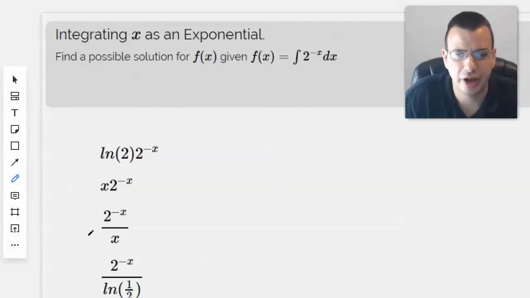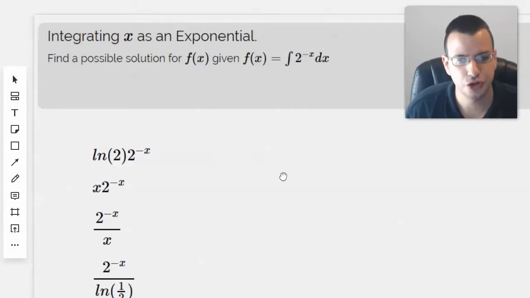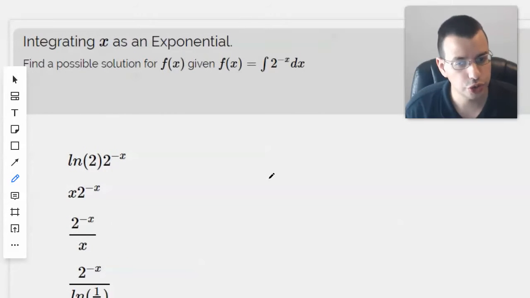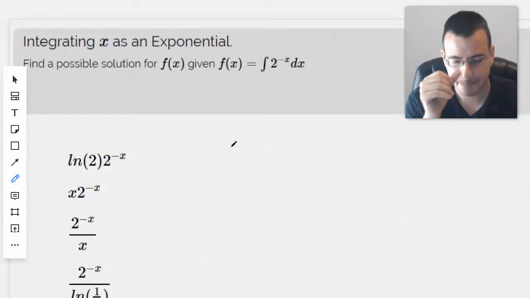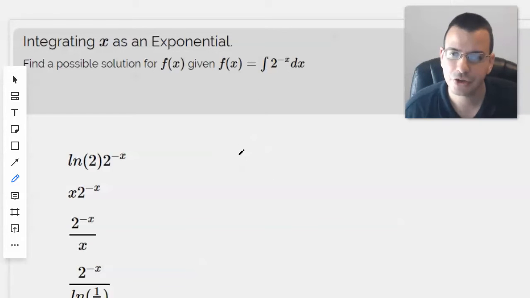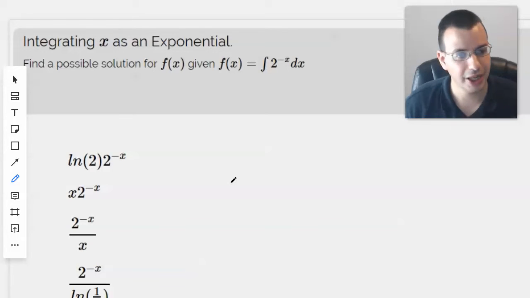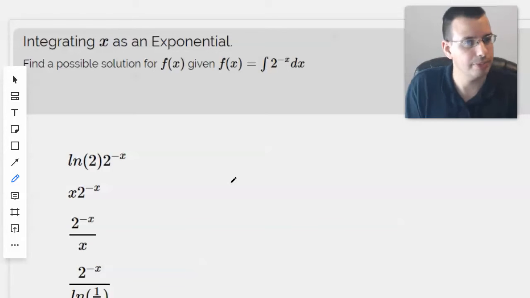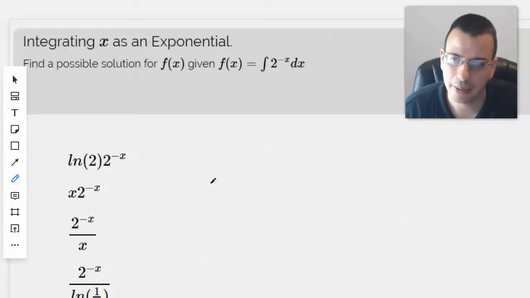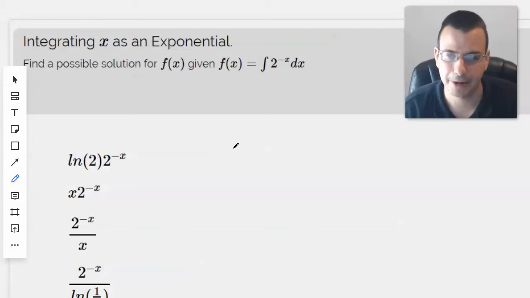Find a possible solution for f of x, given that f of x is the integral of 2 to the negative x. Okay? So first thought is power rule. Nope, doesn't work, because if you saw something like x squared, then you'd say, oh yeah, power rule, no big deal. Something like substitution is not really.